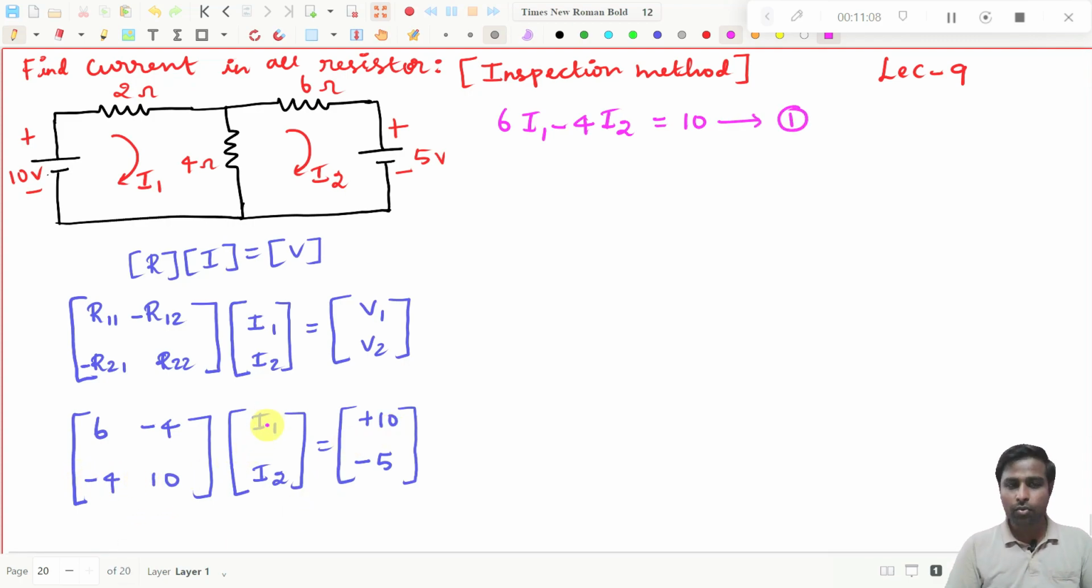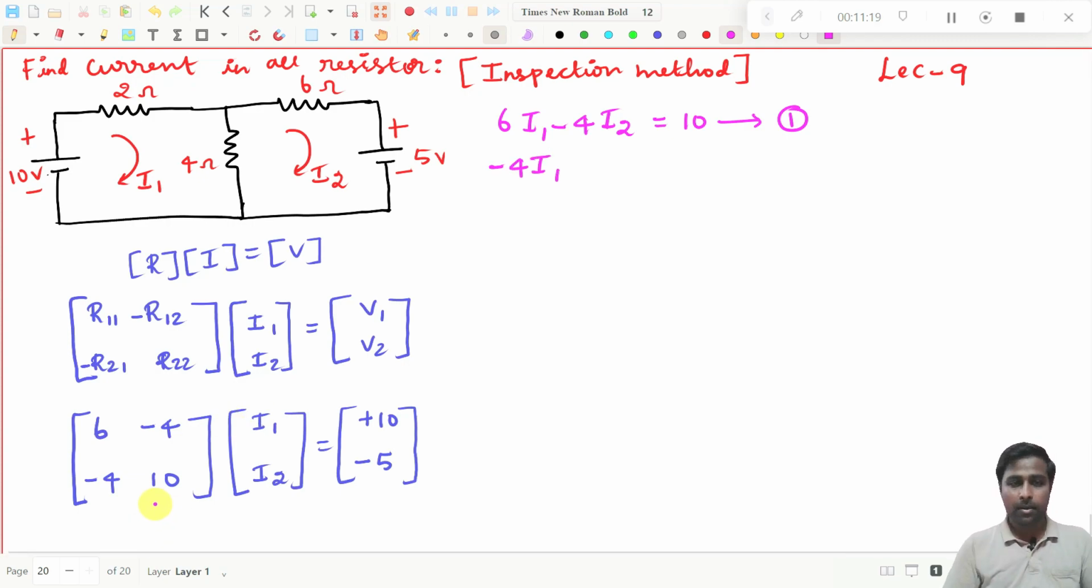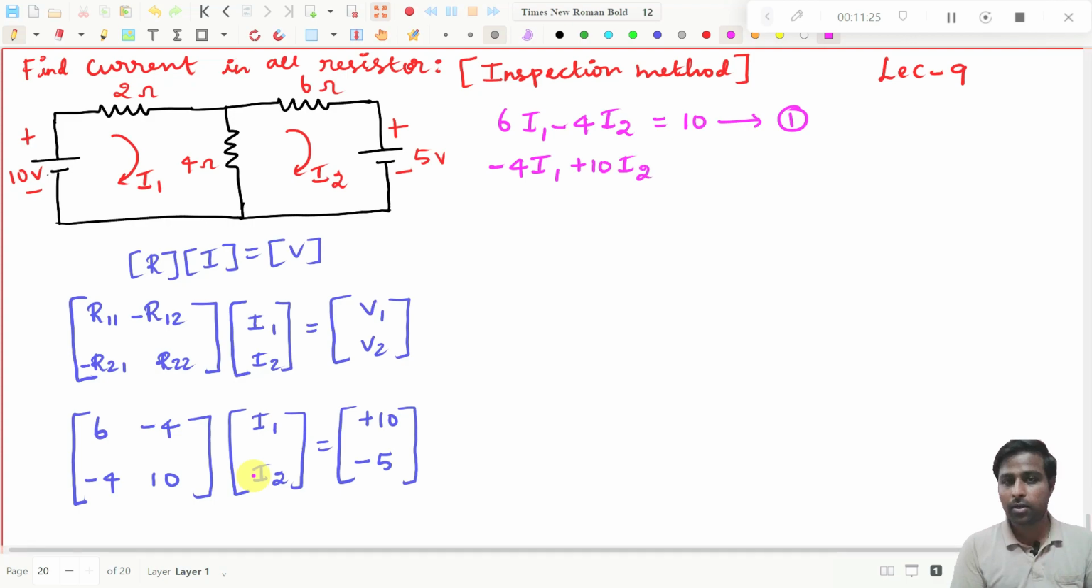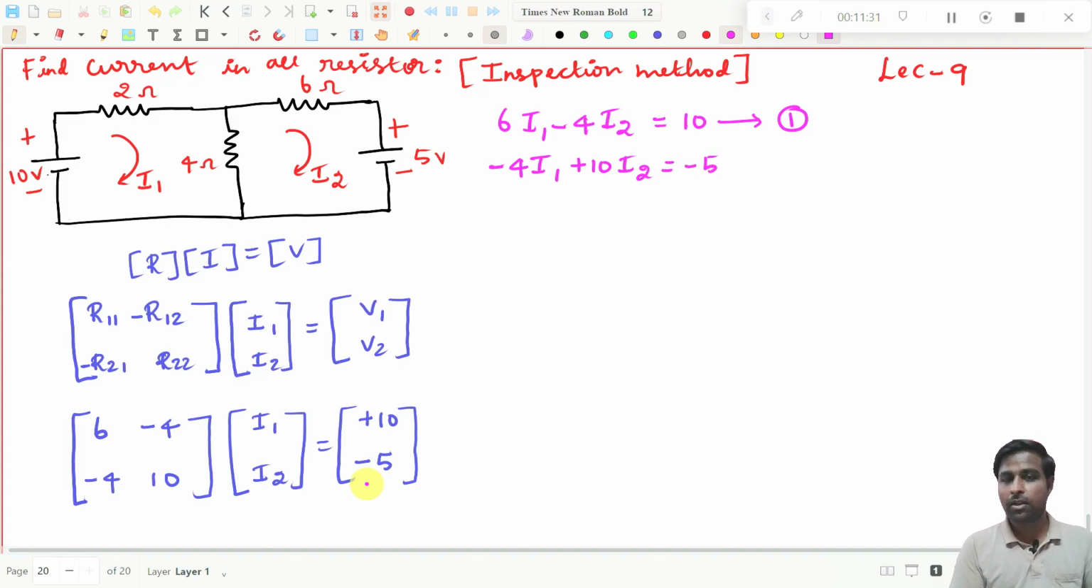And this row and this column again, which should be equal to minus 5. So minus 4 into I1 plus 10 into I2, that should be equal to minus 5. That's all. This is expression number 2.